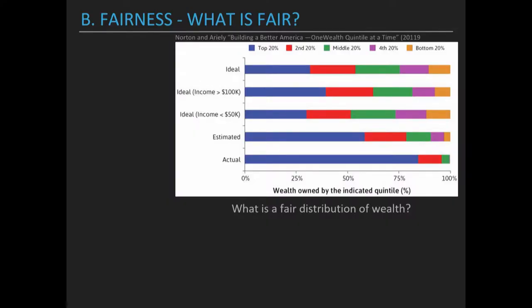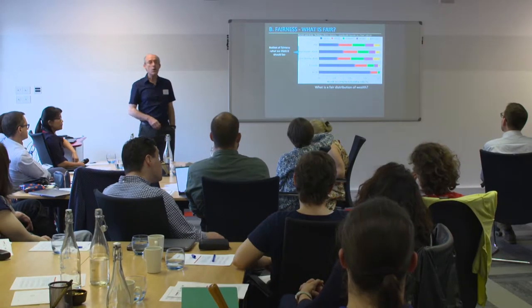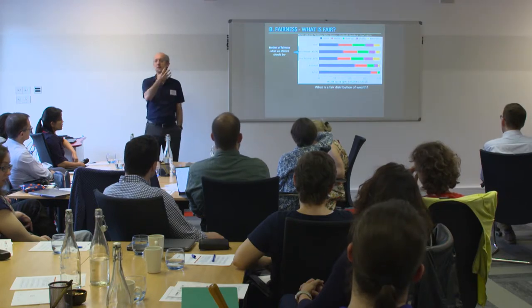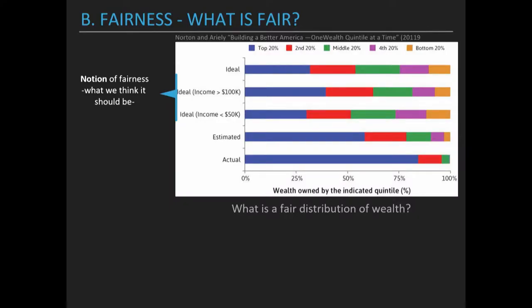So next topic is fairness. We talked about efficiency, next topic is fairness. To talk about fairness, a very interesting study asks what's the fair distribution of wealth in the US. You can ask what's the ideal distribution, let's put it this way. What is the notion of fairness that people have? That's what we think a fair distribution of wealth should be. And we see that it may change.